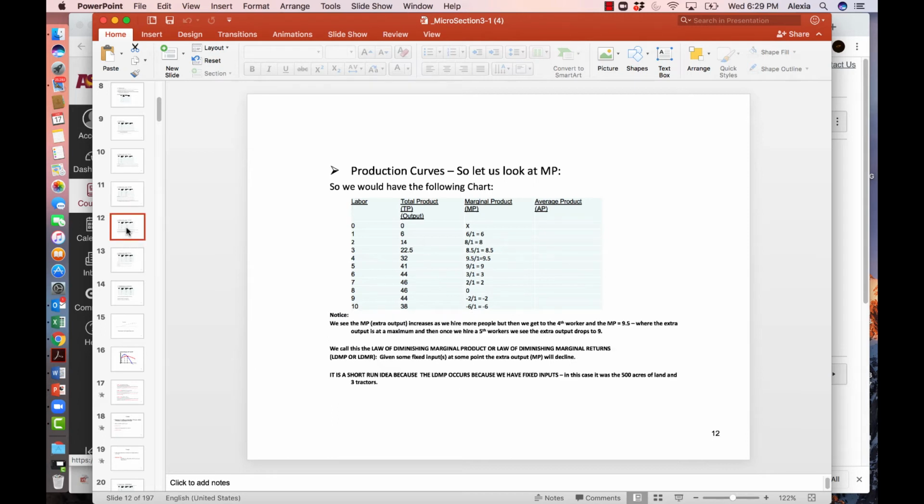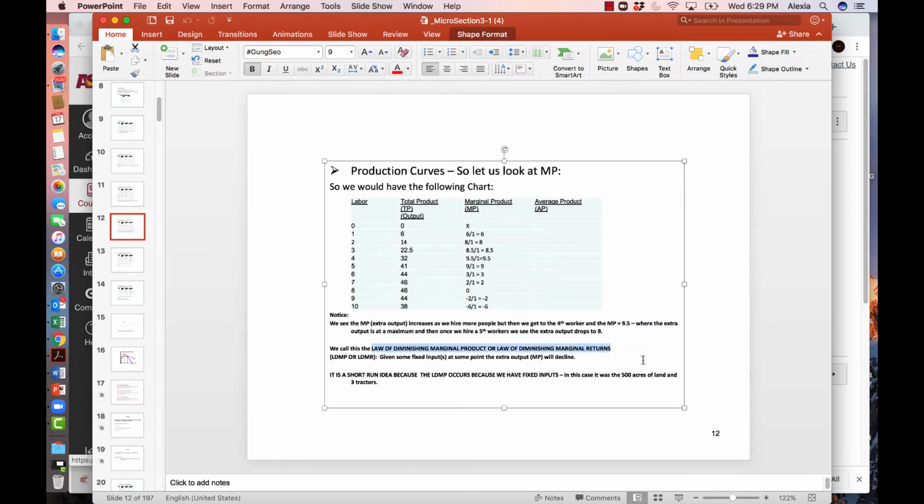Another idea you want to get from here, and I'm going to highlight it, is the law of diminishing marginal product. Really important idea, or marginal returns. You'll see it both ways, LDMR or LDMP, law of diminishing marginal product. So this is the idea that your extra output, that's marginal, goes up, up, up, up, hits a high point, then it begins to drop. And notice it drops at 9.